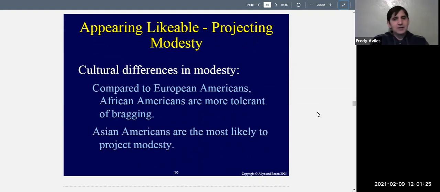Another way to appear likable is to project modesty. That means to be humble, okay? People are more likely to like you if you're humble. For instance, if you're doing well, let's say in a class, you're getting an A or something like that, and someone asks you, hey, how are you doing in that class? And you say, oh, I'm doing okay. I'm doing fine. I'm doing all right. They're more likely to like you than if you say, oh yeah, I'm getting an A. Yeah, that class is easy for me. No big deal. Yeah, I'm awesome. That kind of stuff, right?